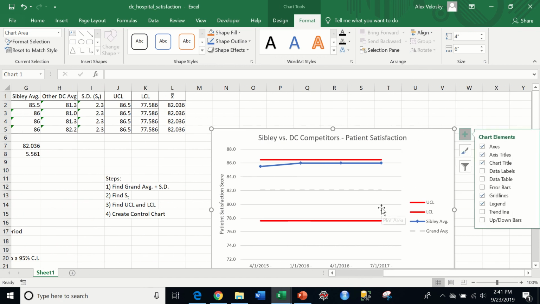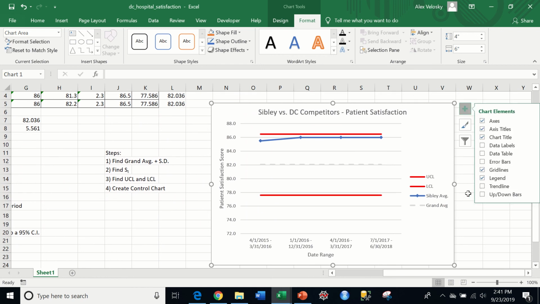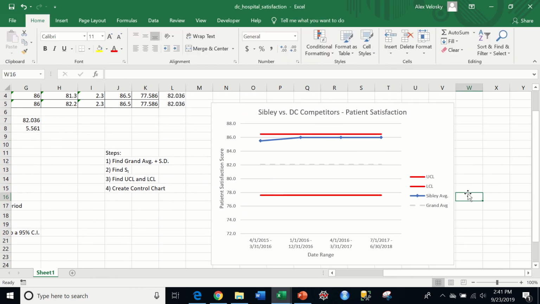And that right there is the answer to our question. We created a control chart that can visualize the patient satisfaction scores between our Sibley Hospital and DC competitors. Looking at this control chart, you can see that the patient satisfaction level at Sibley Hospital is above the grand average for all our DC hospitals and really close to the upper control limit. So compared to its DC competitors, Sibley's doing very well.